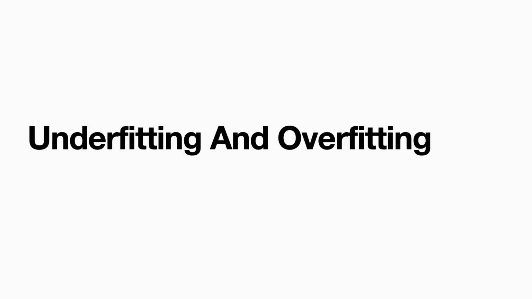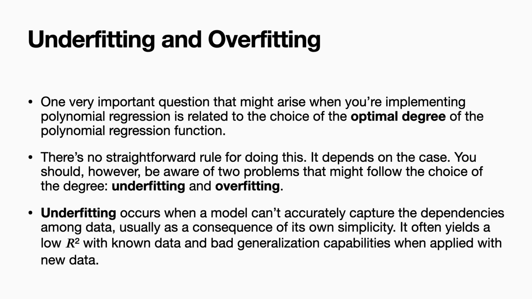Underfitting and overfitting. One very important question that might arise when you're implementing polynomial regression is related to the choice of the optimal degree of the polynomial regression function. There's no straightforward rule for doing this. It depends on the case. You should, however, be aware of two problems that might follow the choice of the degree: underfitting and overfitting.